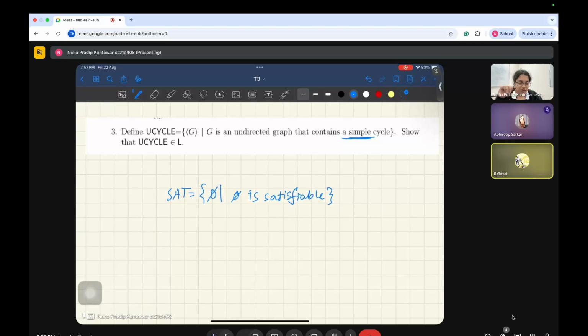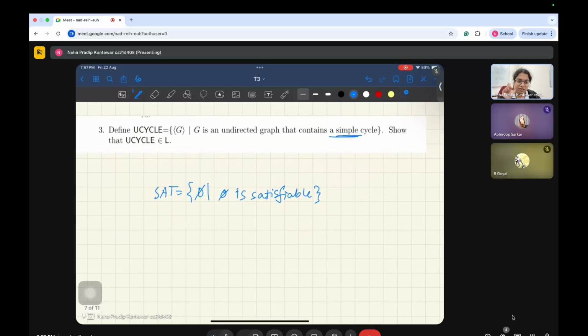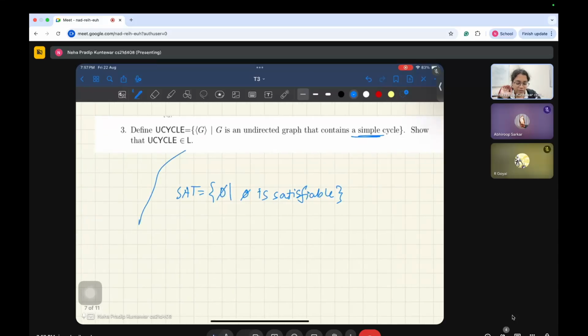Okay, good. So you are exactly on the right direction, and the block that we've hit is also the correct barrier that is there. But let's say I simplify the problem for you and I ask you to show that it is in NL. Then how would you do that?